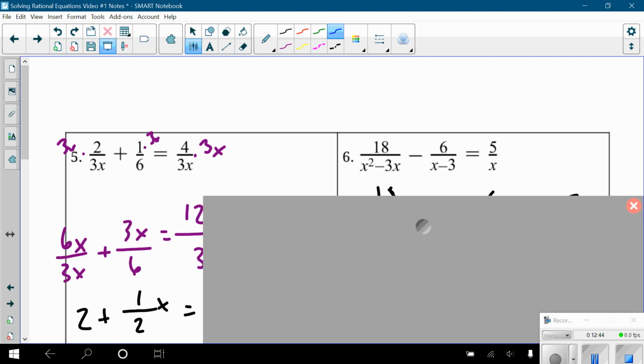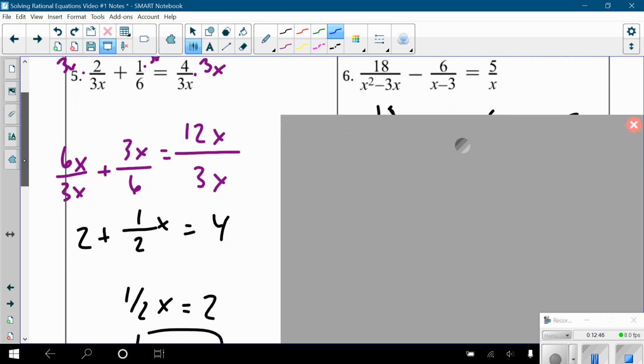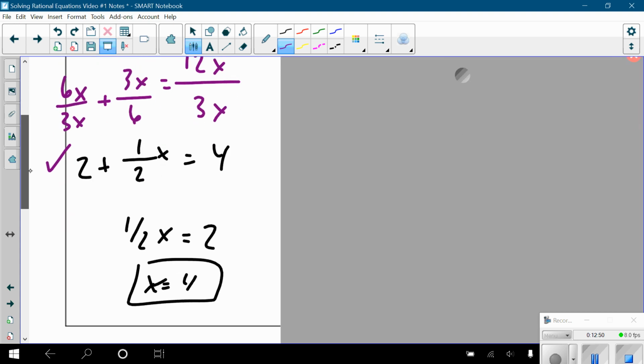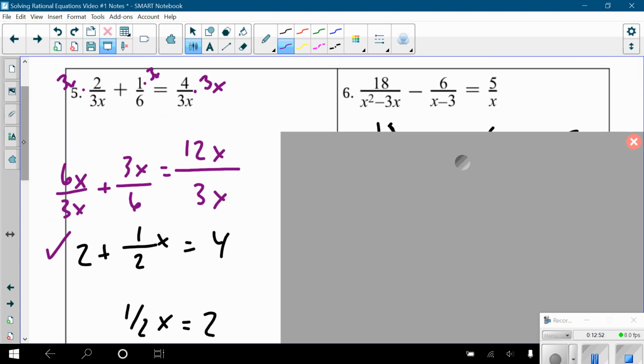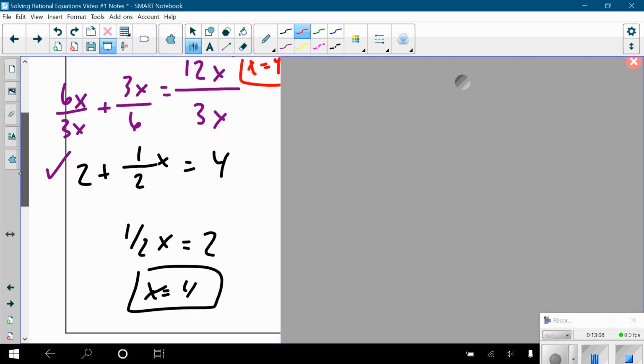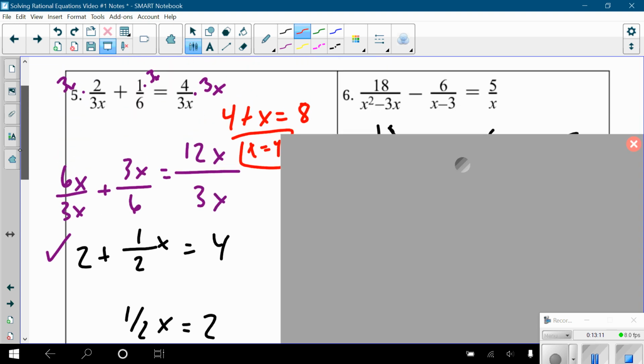I multiplied through by 3x. I ended up getting this, simplifying to this, solving, and got 4 as my answer. If you multiplied through instead by 6x, you would have gotten this equation, 4 plus x equals 8, and you would have still got x equals 4. Okay? Either way, you get the same answer. Don't forget to check if that works. It doesn't make any denominator 0, so it works.